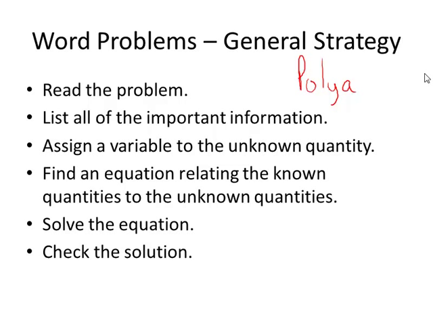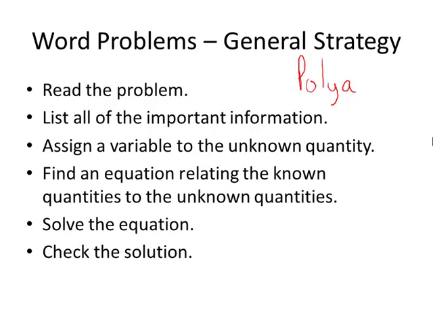First, read the problem. You read it once real quickly to get a rough idea of what type of problem it is. You read it a second time very closely to extract all the important information. List all the important information that you have. Step 2, you need to come up with a variable for an unknown quantity. That's step 3. Sometimes we build up other unknown quantities in terms of that variable. At this point in the course, we'll be using just one variable.